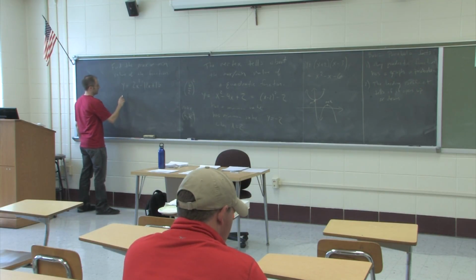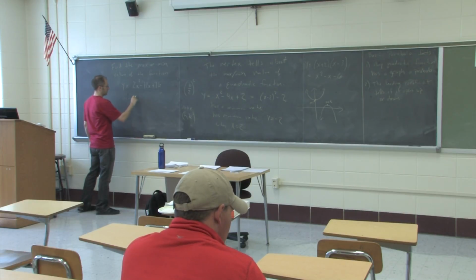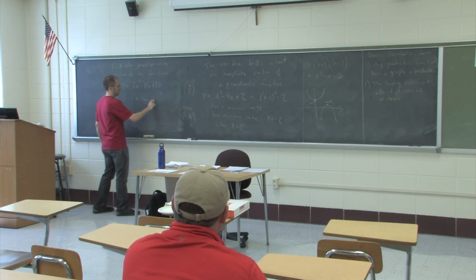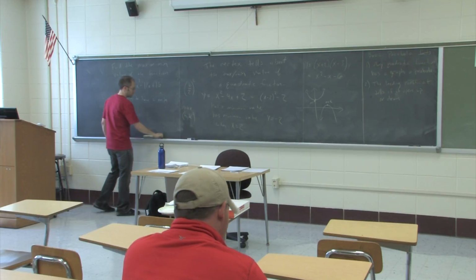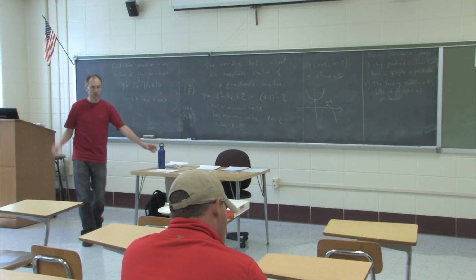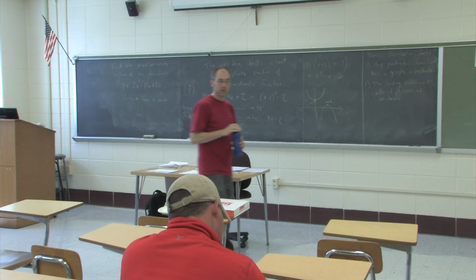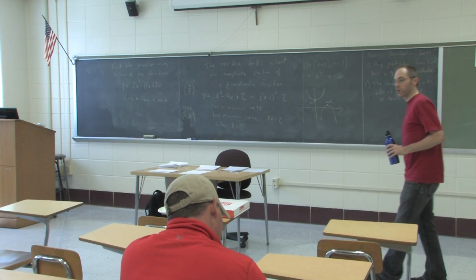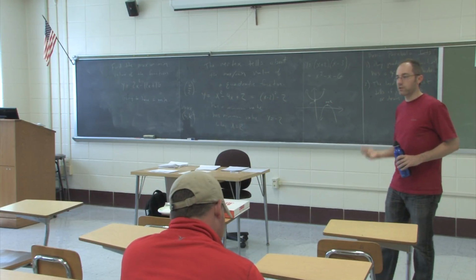So this is going to have a min. And now it just remains to figure out what that minimum point is by doing what? Completing the square and determining the vertex.